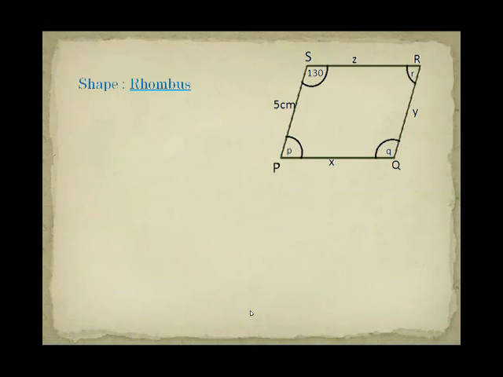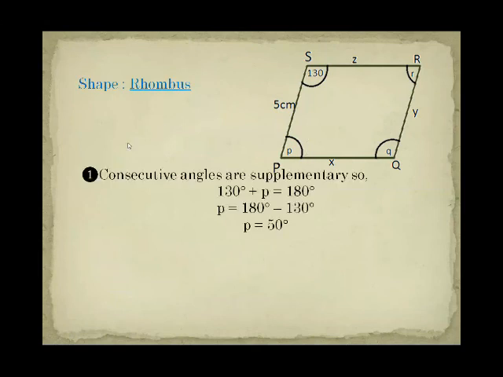Now in the next diagram, this diagram is a rhombus, and here we have the first property, which is that consecutive angles are supplementary. Now here, students, you see 130 degrees, and the consecutive angle of 130 degrees is P. So we write 130 degrees plus P is equal to 180 degrees. Here we write 180 degrees minus 130 degrees is equal to 50 degrees. So the consecutive angles are supplementary, and we find the value of P, which is equal to 50 degrees.